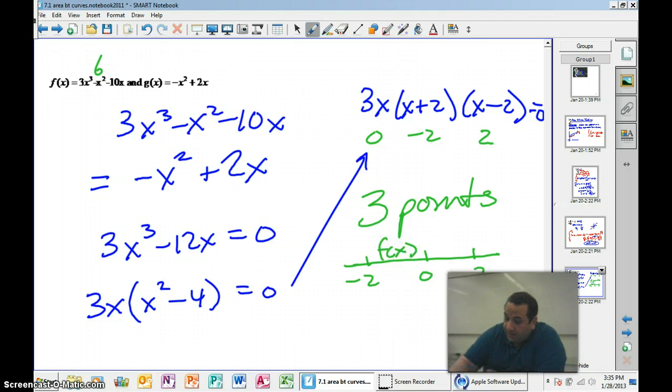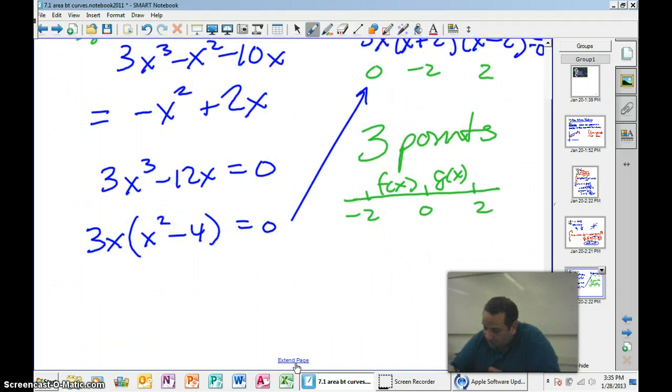Let's plug in 1 now. If I plug in 1, I get 3 minus 1 minus 10. That's 3 minus 1 is 2. 2 minus 10 is negative 8. When I plug 1 in here, I get 1 and 2. I get 1. So g of x is the greater one. So this is what our function's going to look like.